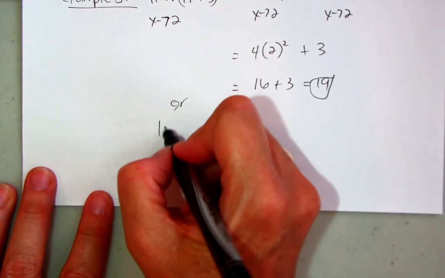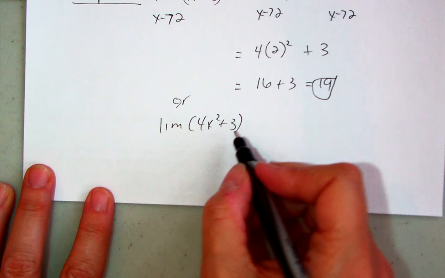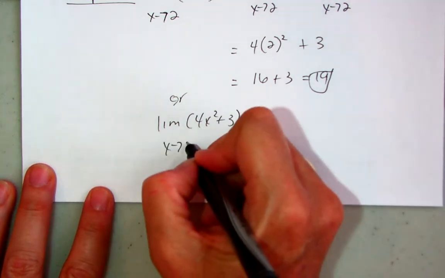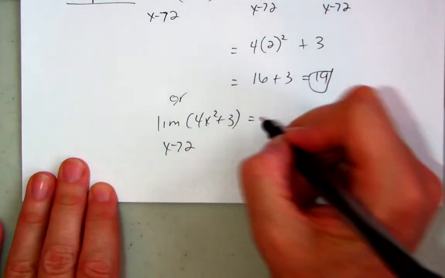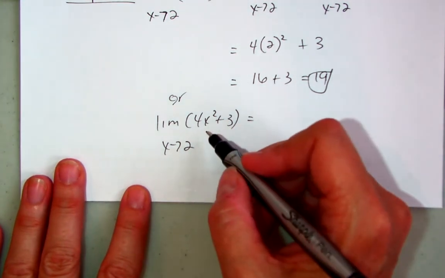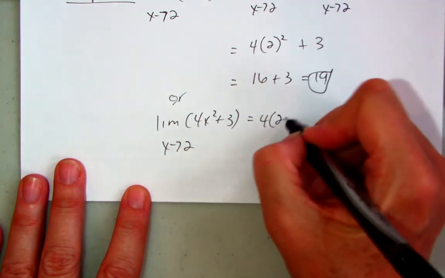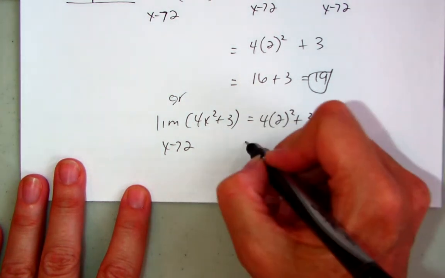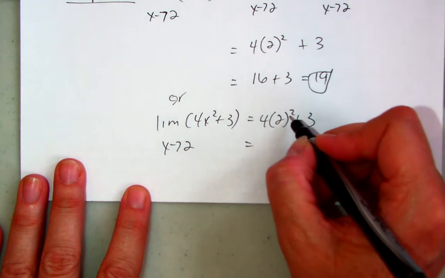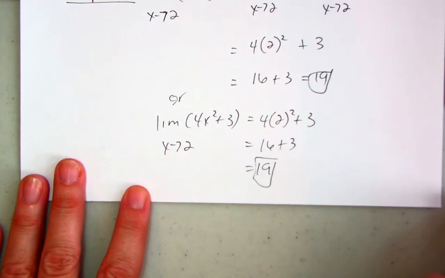Or I could see this is all one function. That's still a parabola. There are no holes and there are no jumps. So let's just substitute it in for x right here and see if I get the same output. 4 times 4 is 16 plus 3, and I do. It does not matter which way.